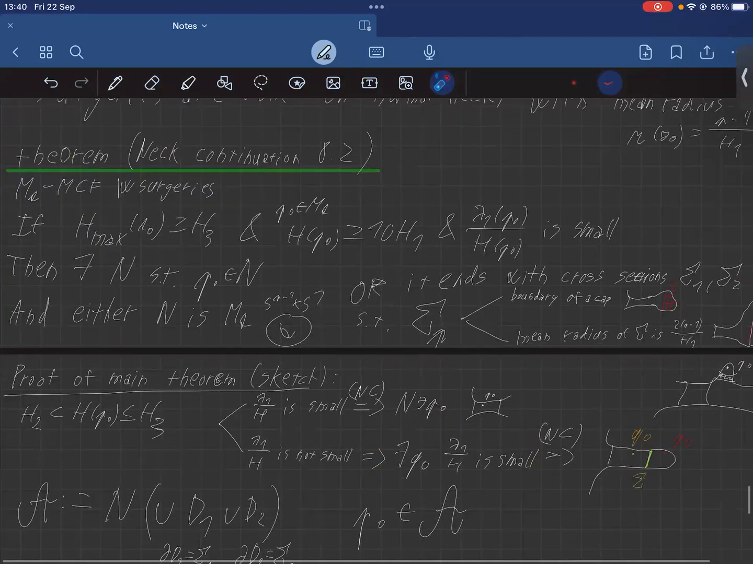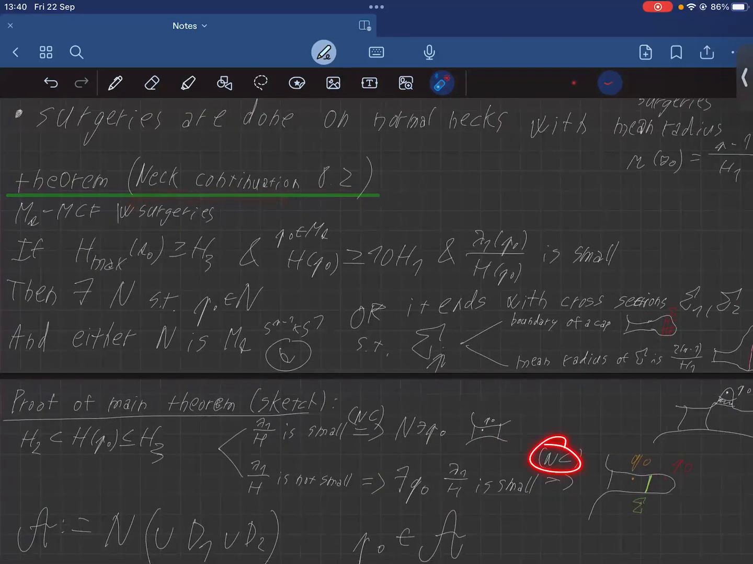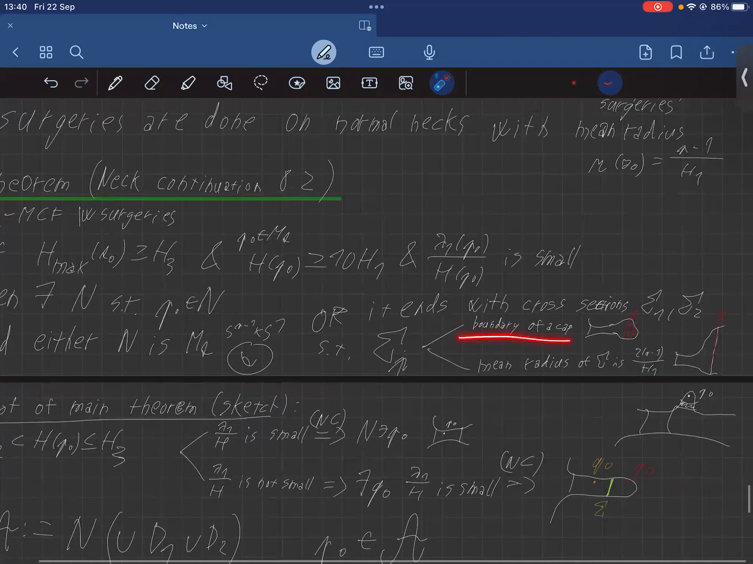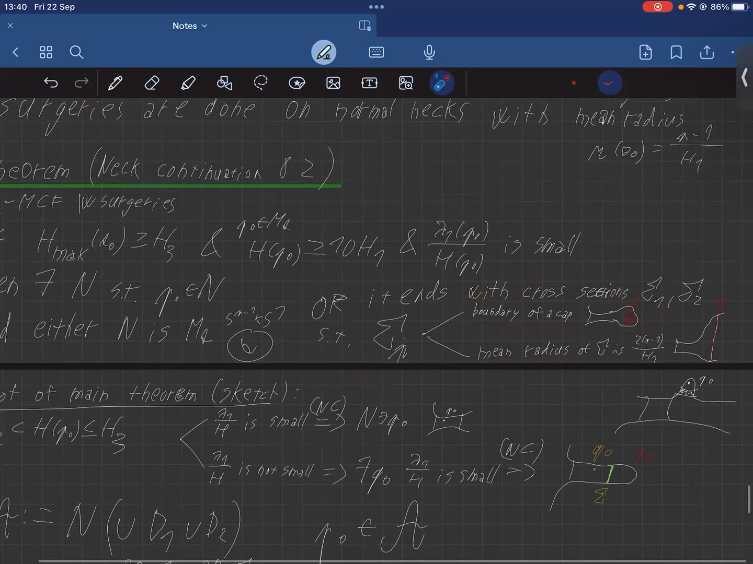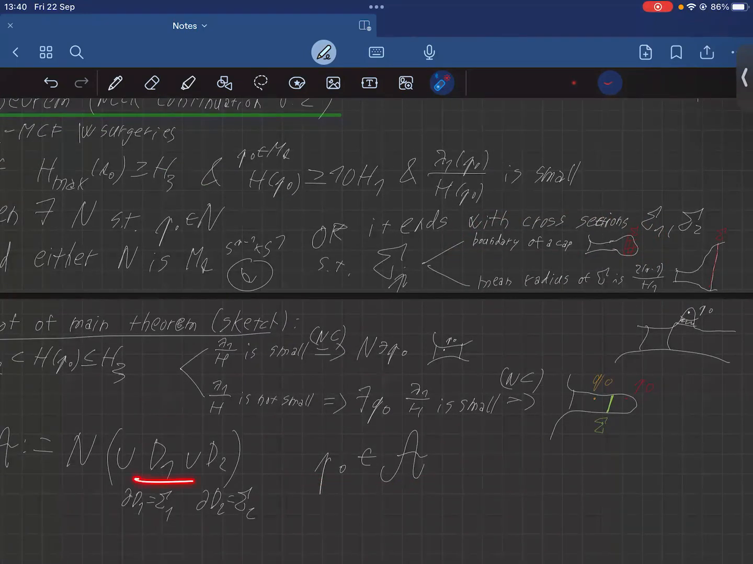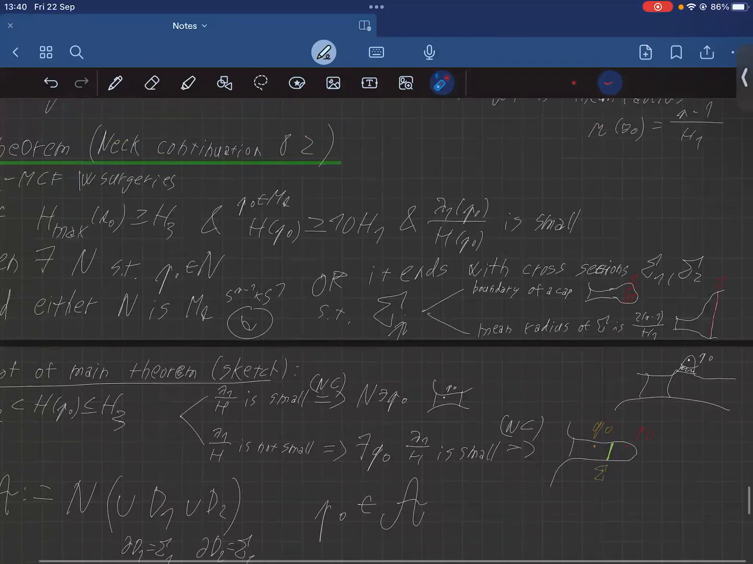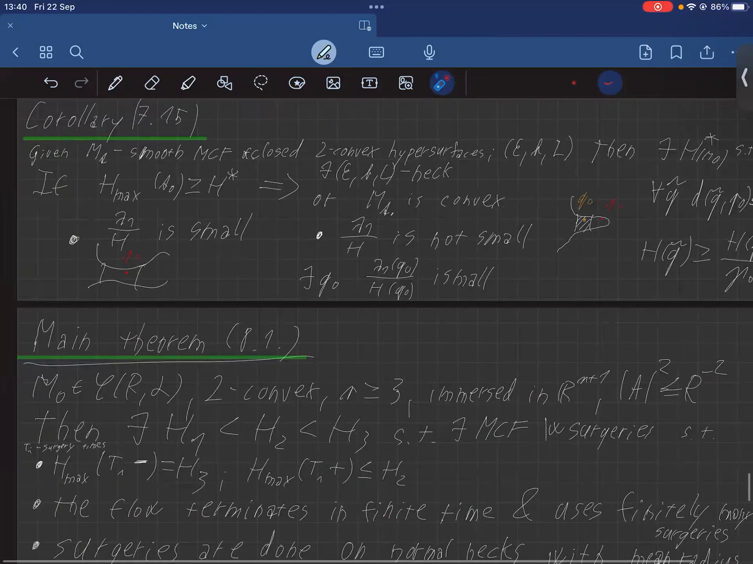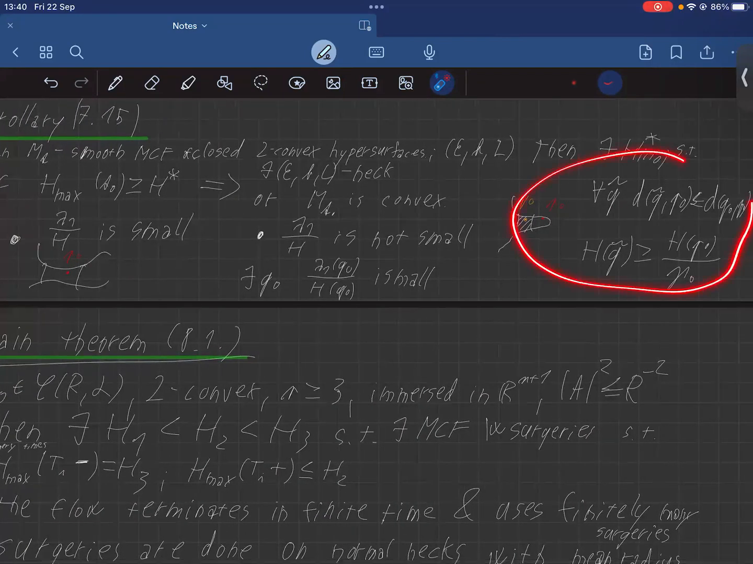So since I'm using neck continuation, I know that I must be in one of these two scenarios. So if I'm in the first scenario, I'm fine. P0 is in A because A includes the caps. And if I'm in the second scenario, that means that the curvature must have dropped before I have reached the P0. But this can't happen because for our neck detection, we are claiming that we can find Q so close that the curvature won't drop till we get to P0.